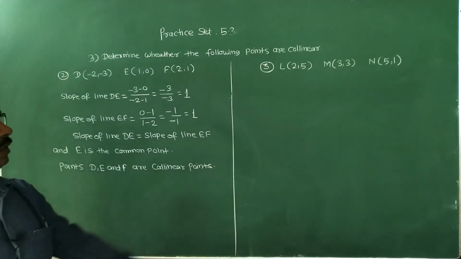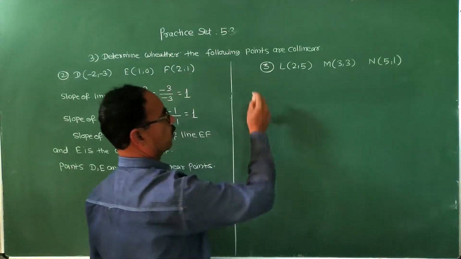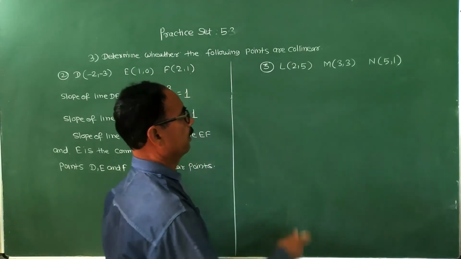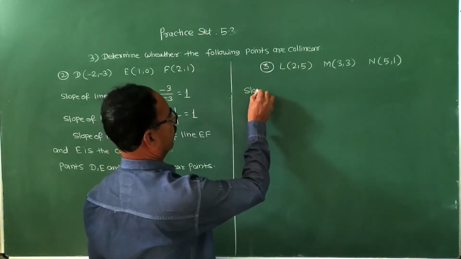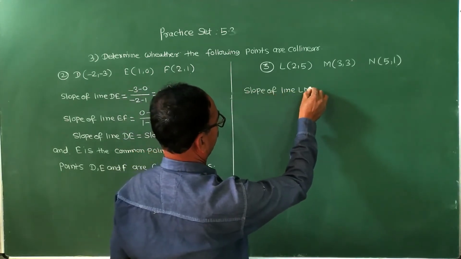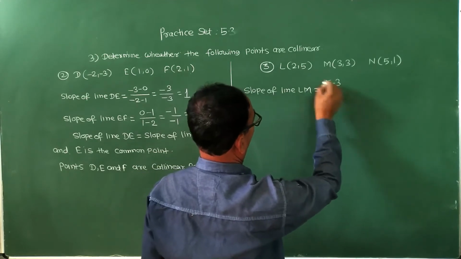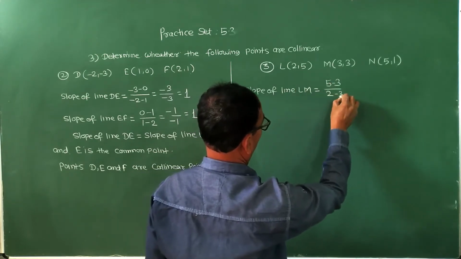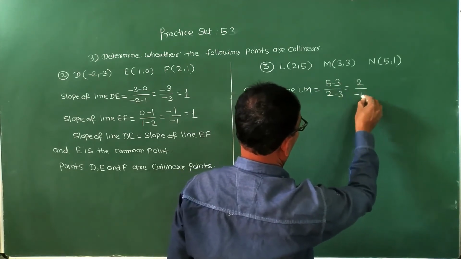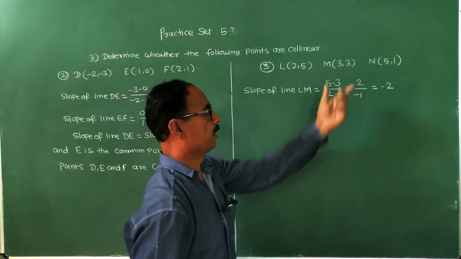Next we have given example number 3, L, M and N. So here we will first find the slope of LM, then the slope of MN. The slope of line LM will be equal to (5 - 3) upon (2 - 3). This is 5 - 3 is 2 and 2 - 3 is -1. This will be -2. Again find the slope of MN.